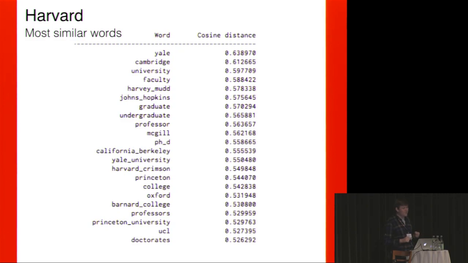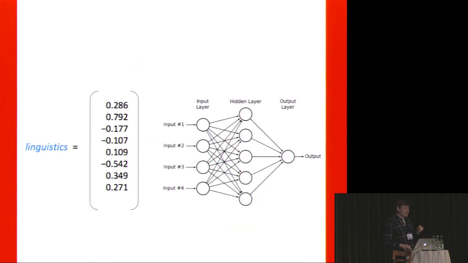Here's another example. For instance, looking at Harvard, you get other Ivy League schools like Yale. You get the concept Professor McGill, which is in Canada. So you get a feeling it's not incredibly structured, but there's definitely something interesting to this. So just to wrap this up conceptually, what we want on the left is a vector representing a word like linguistics, and on the right, we're using a neural network.